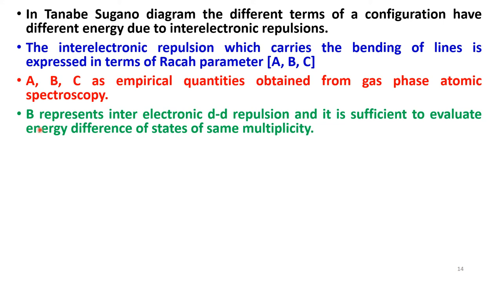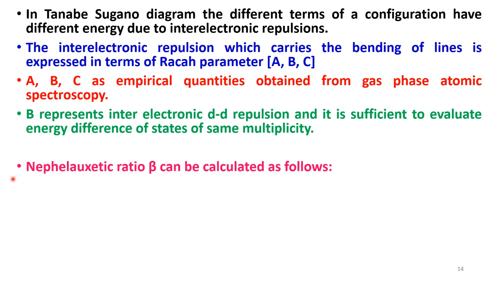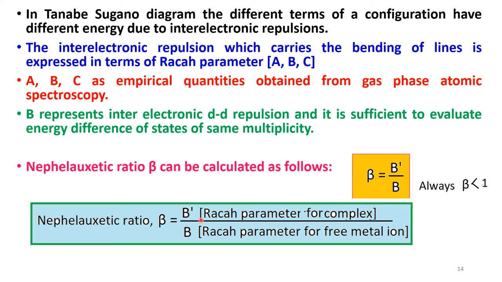And the nephelauxetic ratio beta can be calculated from the B value as follows: beta is equal to B dash by B. B dash means the Racah parameter for the complex, and B means the Racah parameter for the free metal ion. For the nephelauxetic effect to occur, the beta value should be less than 1. That means beta is always a lower value.